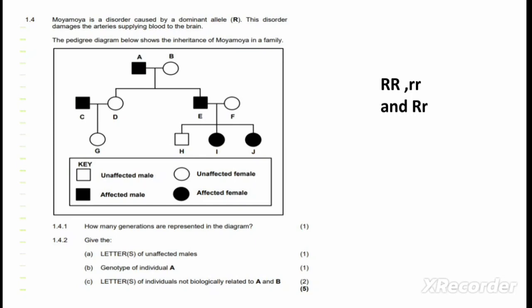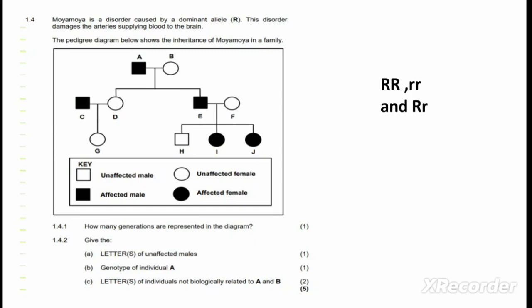The ones who are black shaded will have two possible genotypes. If they ask you the genotype of J, J is shaded, affected. You don't know whether he is capital letter RR or capital letter R, small letter r. They might want the genotypes, and the marks are 2. Just know that you have to write 2 of them. If you cannot find which one is the right one, write 2 of them, because the marks are 2 marks. But if it's 1 mark, then you will have to find the correct one.